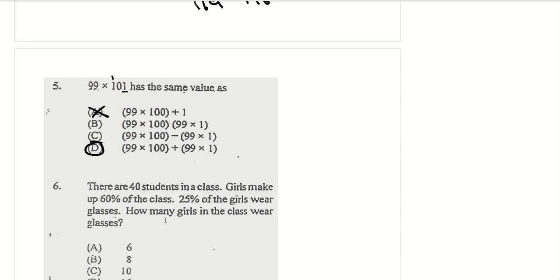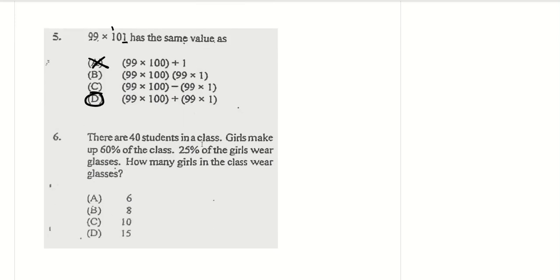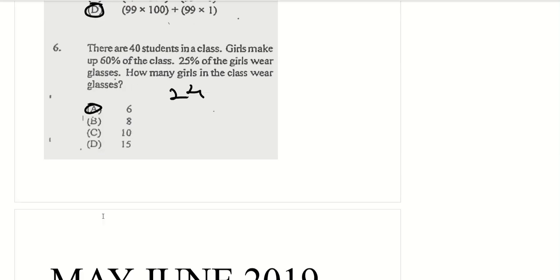This question was repeated, number 6. There are 40 students in the class. Girls make up 60%. We know 60% of 40 is 24. I'm not going to show you guys because I did this question like 3 times already. You want to know what is 25% of 24, which is 6. 25% is a quarter of 24. 4 could go into 24 6 times. So the answer would be 6.